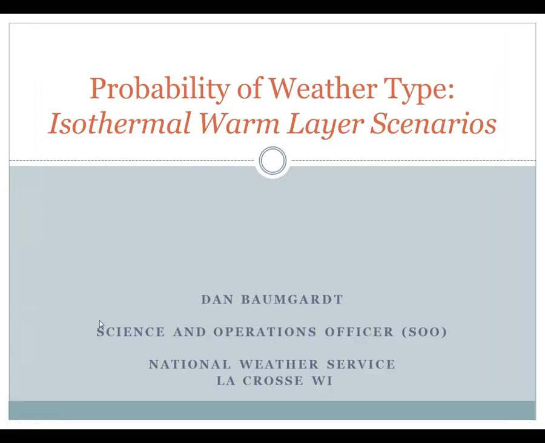So I hope this quick review of isothermal warm layers helps your understanding of how the probability of weather type works and how you can, as a forecaster, better edit your environmental grids to get the outcome that is needed when these types of failures in the probability of weather type occur.